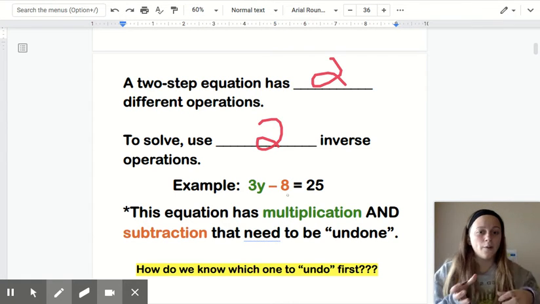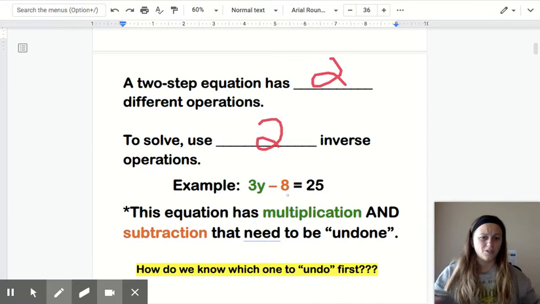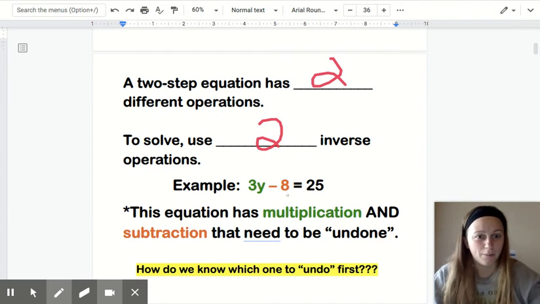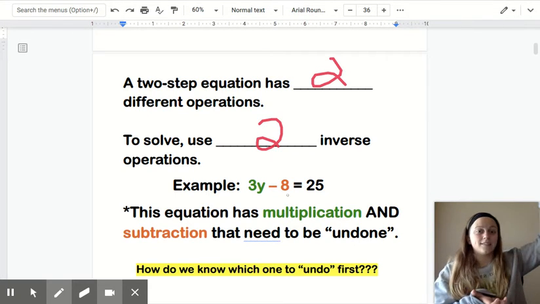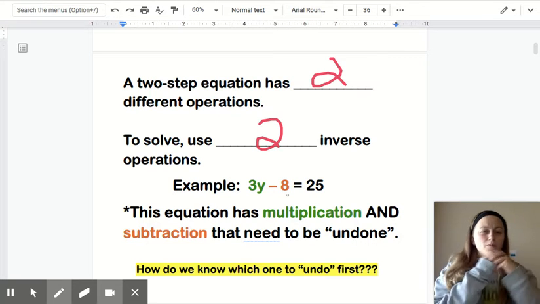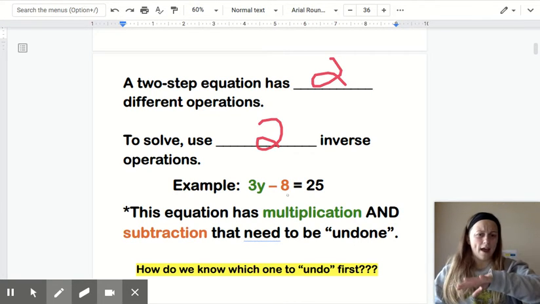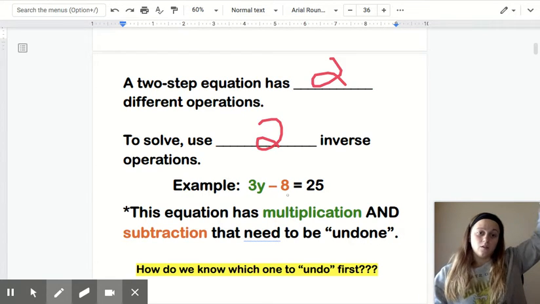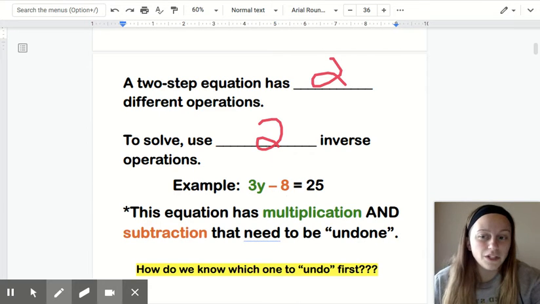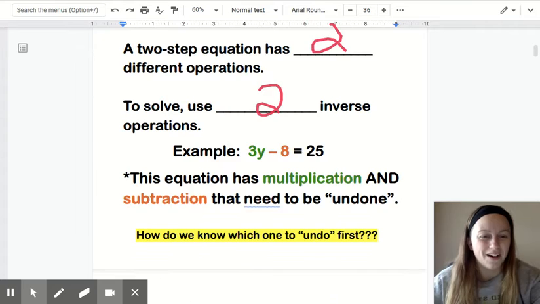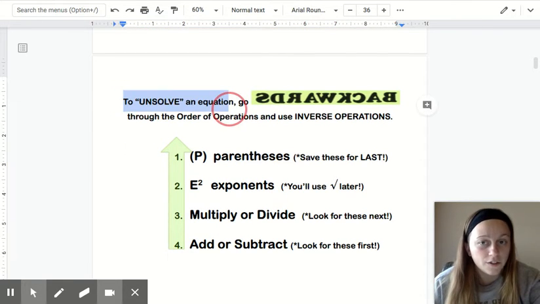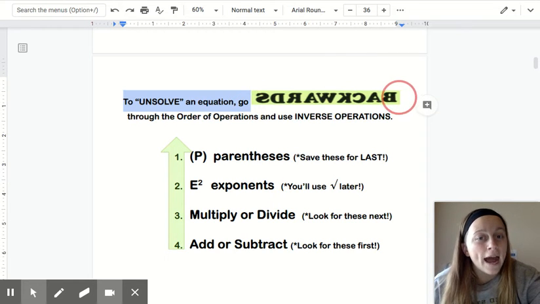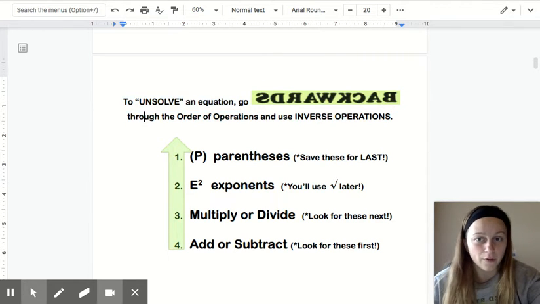When I get home, how do I empty out those groceries? Do I reach all the way down into the bottom of the bag and grab the box of cereal? No, I grab the bread and the eggs because they're on top. So really, I loaded it one way, and then to unload it, I worked backwards. I started at where I finished. That's what we do with order of operations as well, or with solving two-step equations as well. To unsolve an equation, we go backwards through the order of operations.